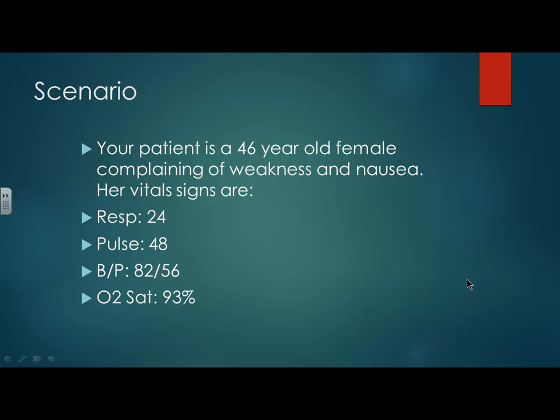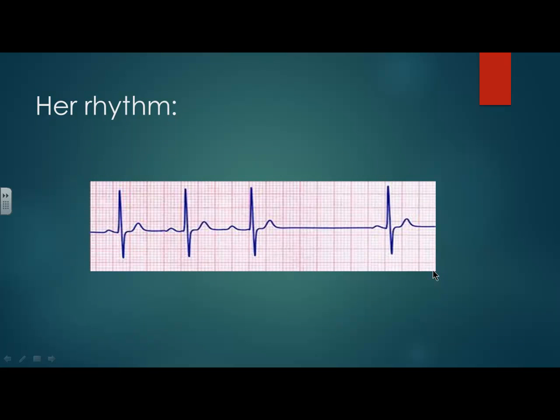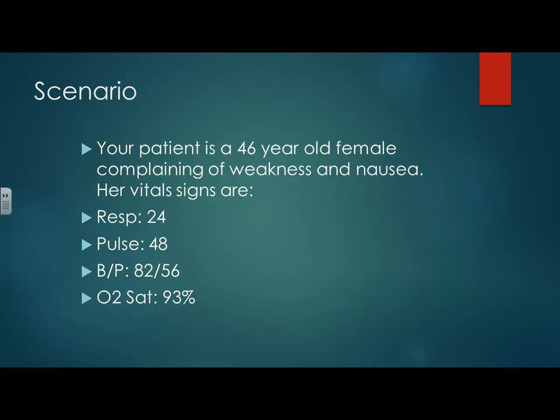So, your patient is a 46-year-old female complaining of weakness and nausea. Her vital signs are respirations 24, pulse 48, blood pressure 82/56, and O2 sat 93%. Her rhythm. Alright? So, going back to her assessment. First thing, it doesn't really matter what rhythm we're in. Her pulse is 48. Too fast, too slow, not moving? Too slow. Alright? Weakness and nausea, blood pressure 82/56, breathing fast, O2 sat 93%: stable, unstable?